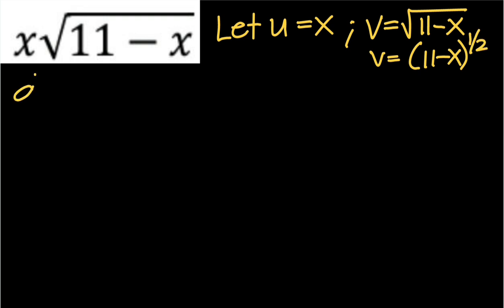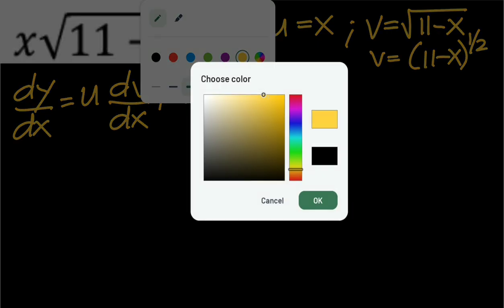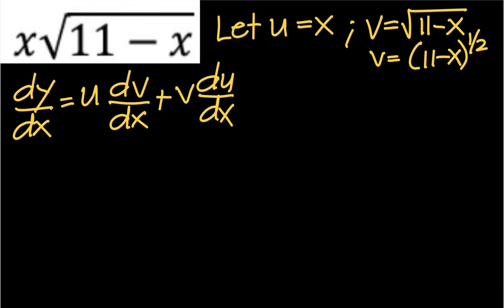Again, let's recall the product rule. That would be derivative of y, the function, with respect to x is just equal to u times derivative of v with respect to x plus v times derivative of u with respect to x. Now let's solve for du over dx first, then dv over dx. So du over dx here is just the derivative of x, and that is equal to 1. And now to find the derivative of v, since v is equal to 11 minus x to the 1/2, we can use the chain rule here.